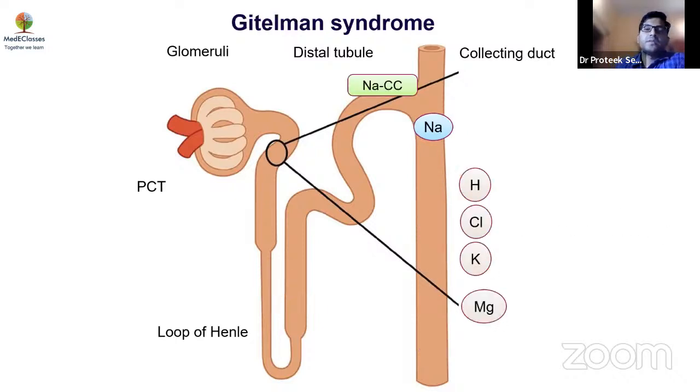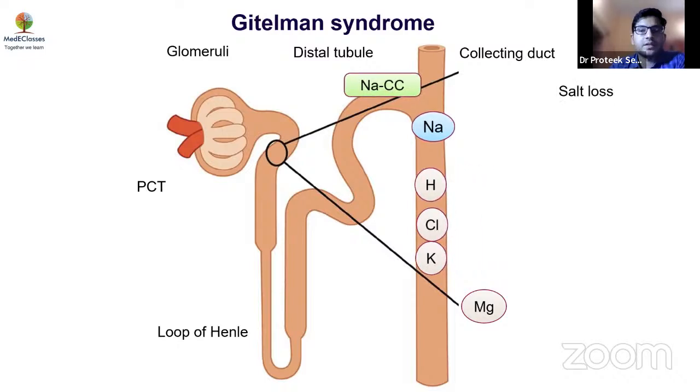Similarly, in Gitelman syndrome, where we have a defect in the NCC, again, increased sodium in the tubules, causing loss of potassium and hydrogen. So again, hypokalemic alkalosis. But one thing to differentiate here, we do not have hypercalciuria, but we do have hypomagnesemia and hypermagnesiuria, like the previous syndrome.